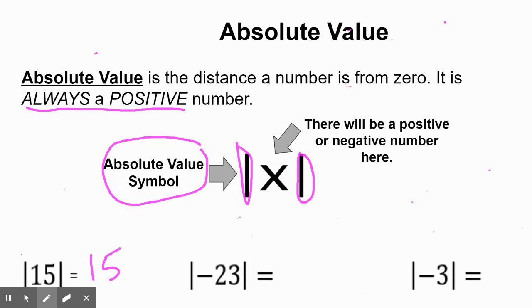Well, what about this next one? I'm asking for the absolute value of negative 23. Well, I just told y'all, it has to be positive. So instead of writing negative 23 as my answer, I'm going to say that the absolute value is 23. And then the last one, the absolute value of negative 3, well, it can't be a negative, so it's going to be 3.